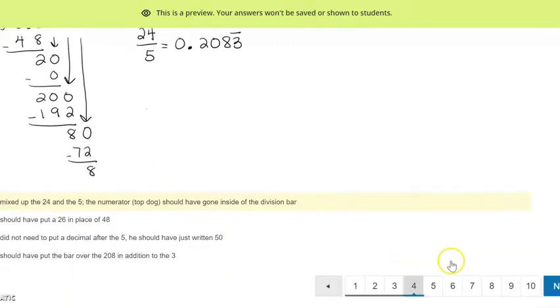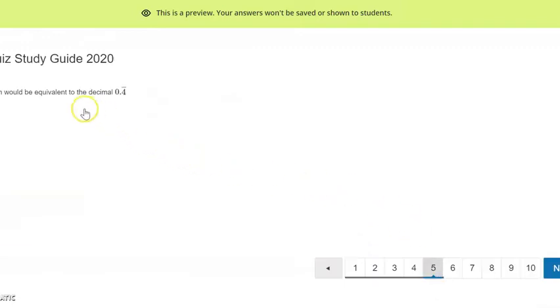And then from there, moving on to our next one, number 5, it says what fraction would be the equivalent to the decimal 0.4 repeating. So I know right away that it's just one digit repeating, and whenever I have one digit repeating, that means my denominator should just be a 9. And the digit that is repeating is what goes into the numerator.